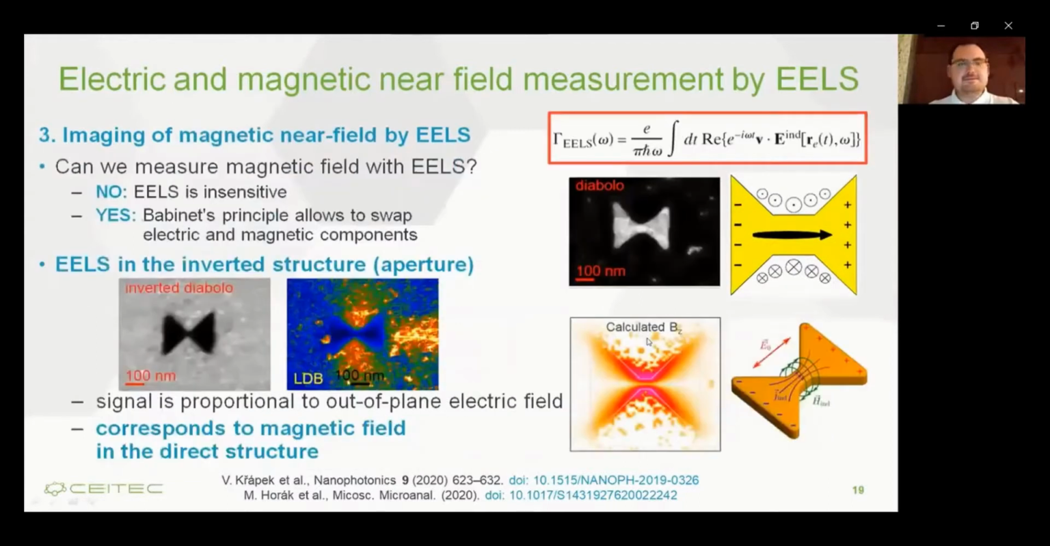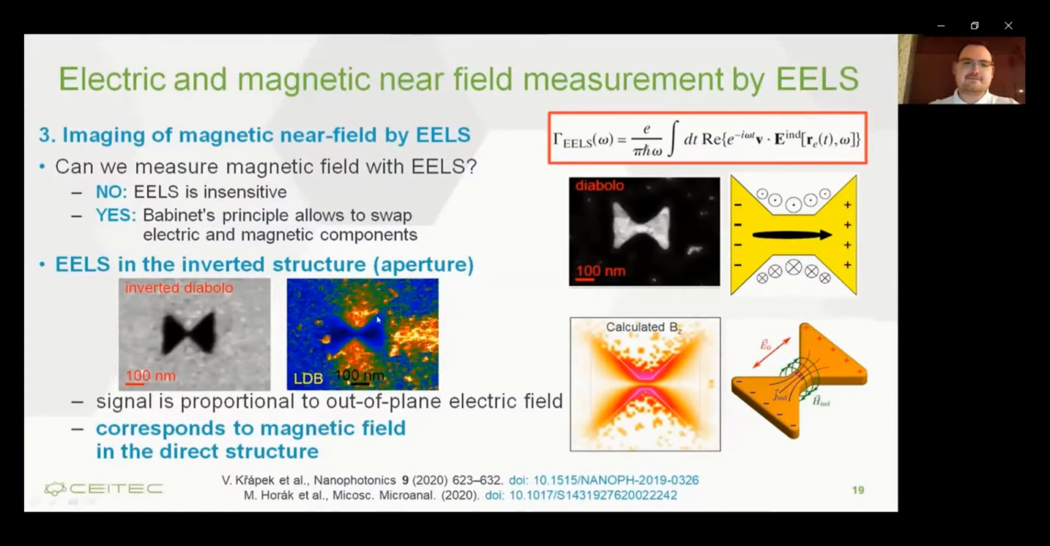But what do we have to do when we want to image the magnetic near field by EELS? Can we measure it? Basically, no, because EELS is insensitive to the magnetic field. But we have a trick with Babinet's principle, because Babinet's principle allows us to swap electric and magnetic components. So if we want to measure the magnetic field in the particle antenna, in the diabolo, we have to measure EELS in the inverted structure, in the aperture.